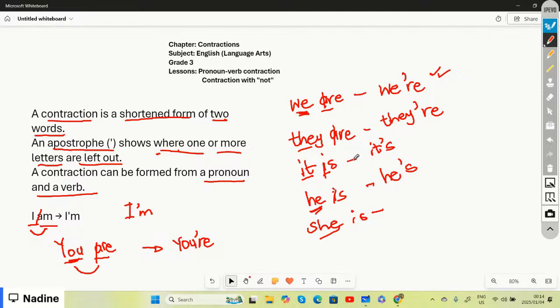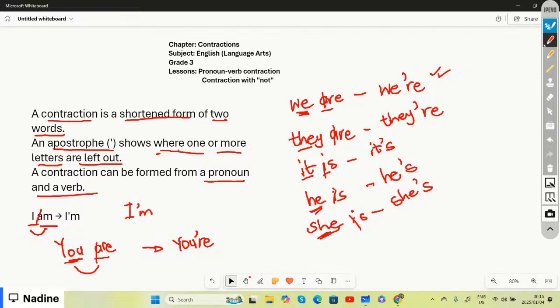And then last one, yes, well done. The pronoun stays the same, which is she. We remove the I and we bring down the S. We put an apostrophe there. She's. Well done. Well done.